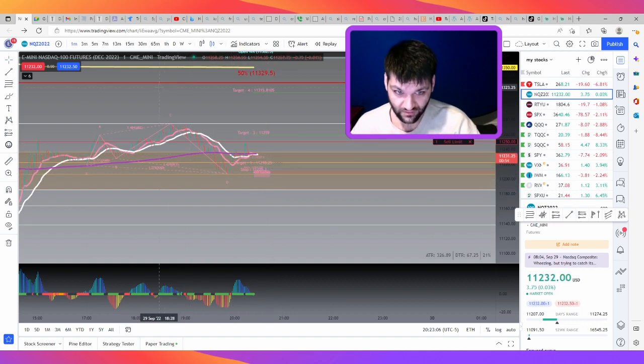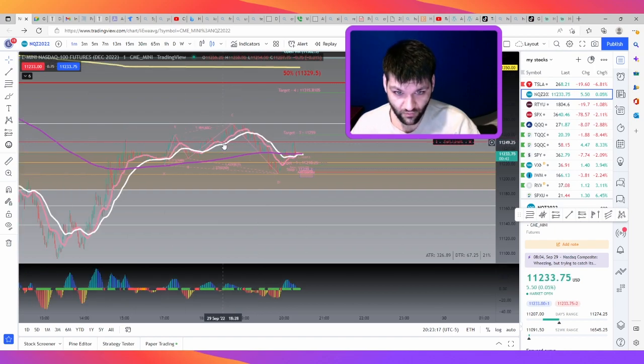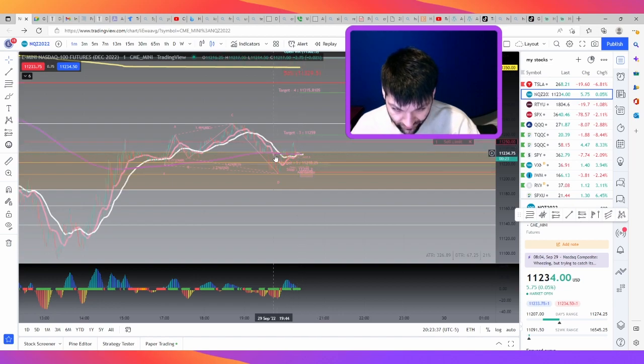So 200 EMA, 9 EMA, 21 EMA. What I'm looking for, and this is what I was trying to explain to you, is when the 9 crosses below the 21 and there's a nice decent gap, it signals shorts. When it does the opposite and it crosses above and it has a decent gap, it signals longing. So here, we basically have them just sitting on top of each other with the 200 EMA.